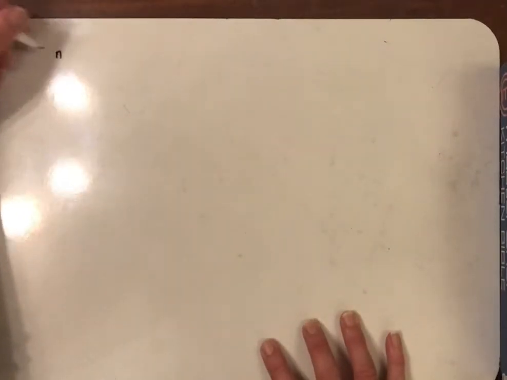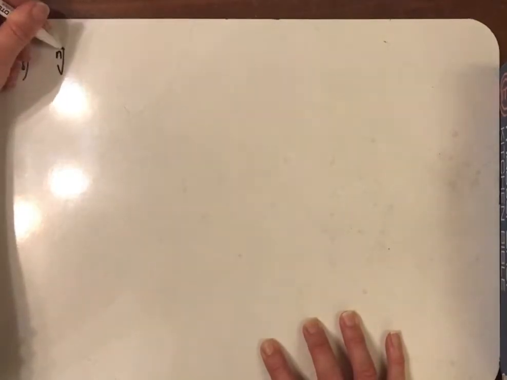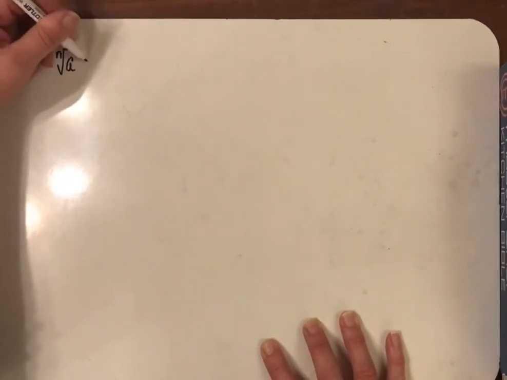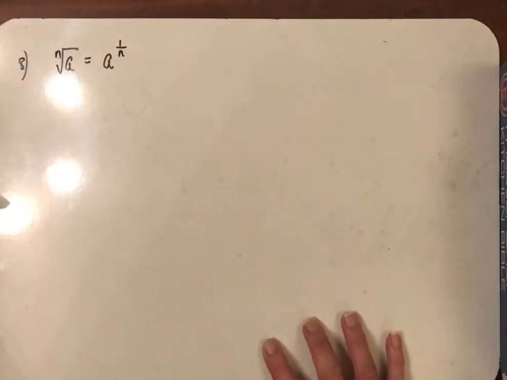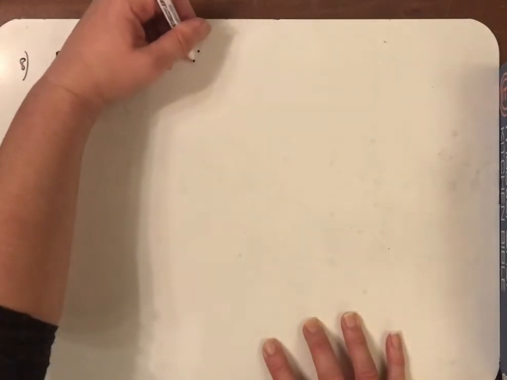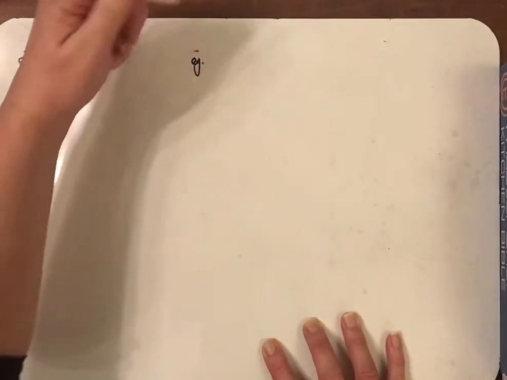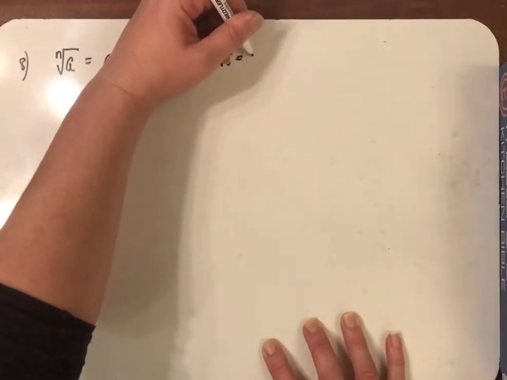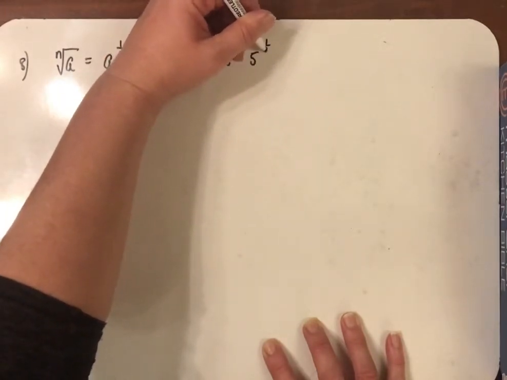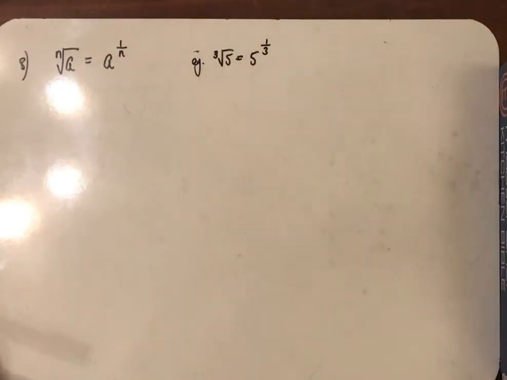So the nth root of a is equal to a to the power of 1 over n. So for instance, the cube root of 5 is equal to 5 to the power of a third.